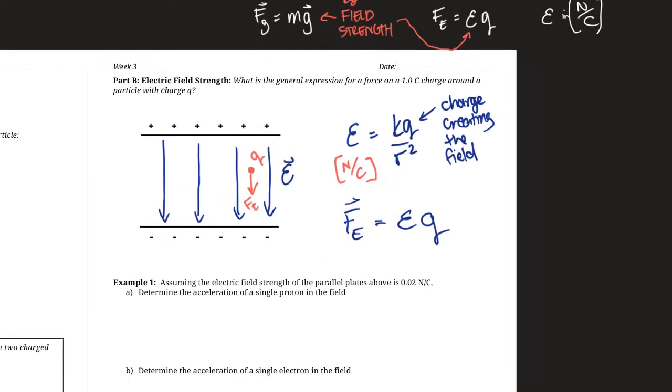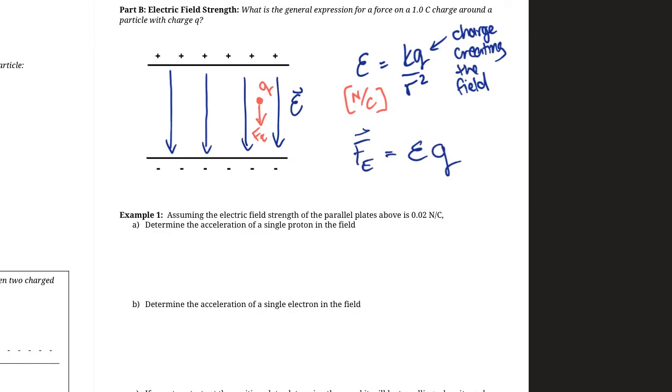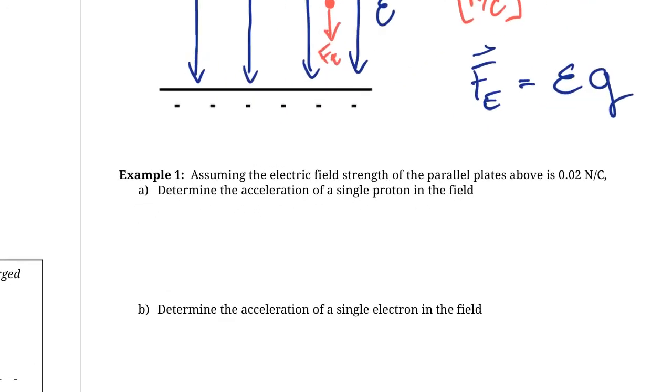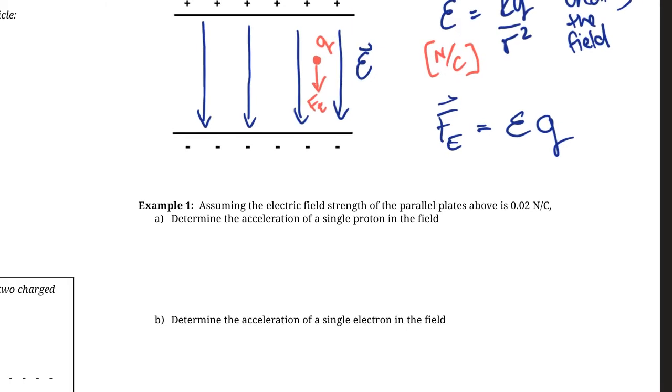Okay? So let's do a question. Assuming the electric field strength of the parallel plates above is 0.02 newtons per coulomb, determine the acceleration of a single proton in the field. So if we have a proton in this field, I'll put a P positive for proton. For something to accelerate, it needs to have a force applied to it. And we know the force is going to be applied to the proton. Now, which direction is the force going to be applied?